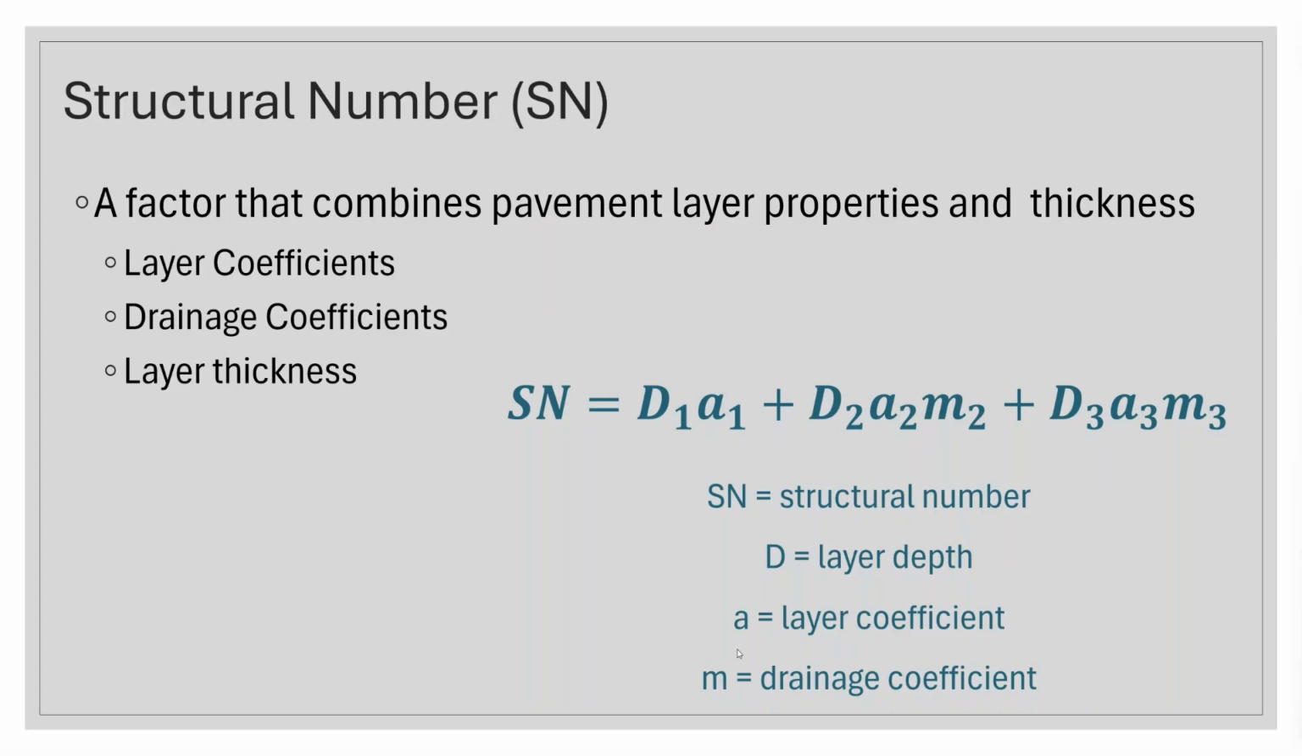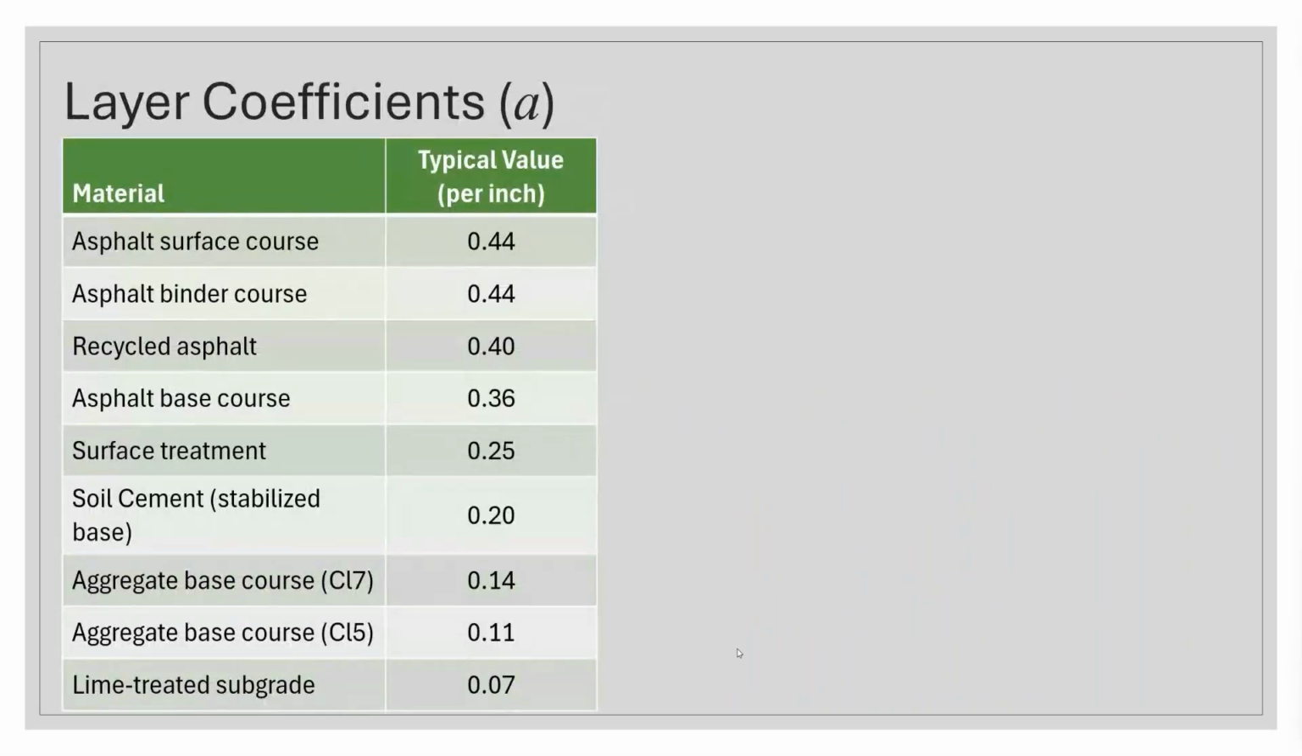So for everything above the subgrade, I need to look at the depth of that layer. I'm going to have a layer coefficient, and I'm going to have a drainage coefficient. So let's dive into those. Now, layer coefficient is a number that describes the stiffness. And stiffness really is the key to how well it's going to perform. The stiffer the layer, the more structure we're getting from that layer.